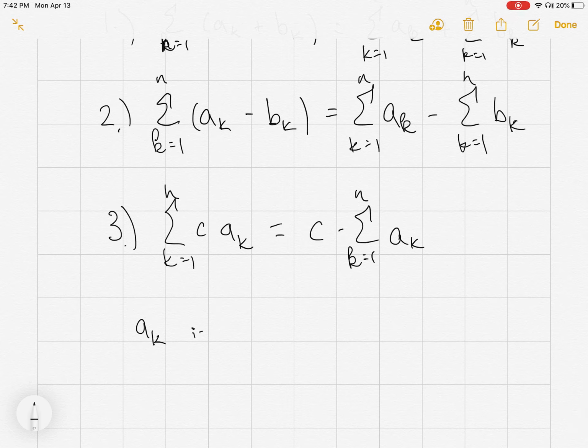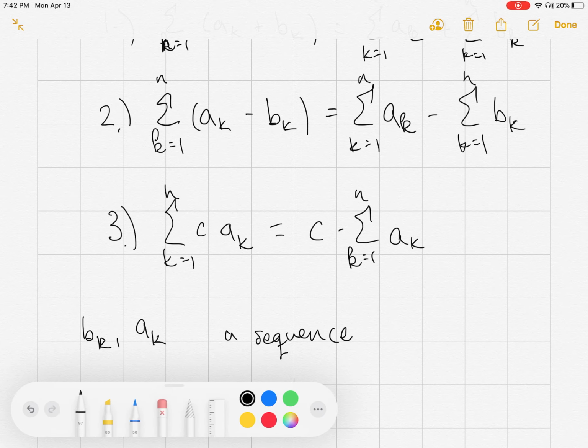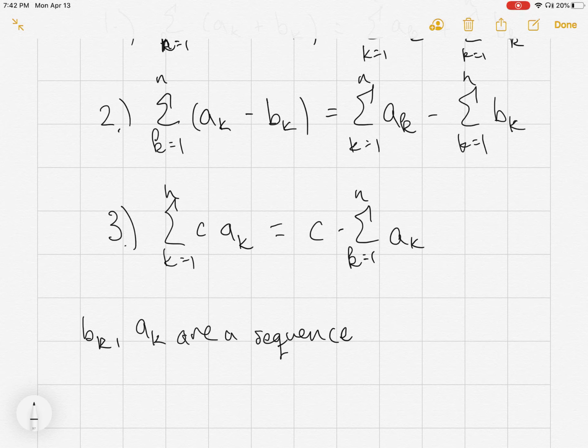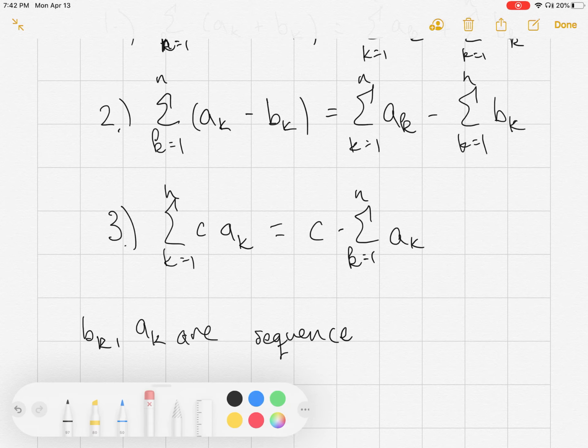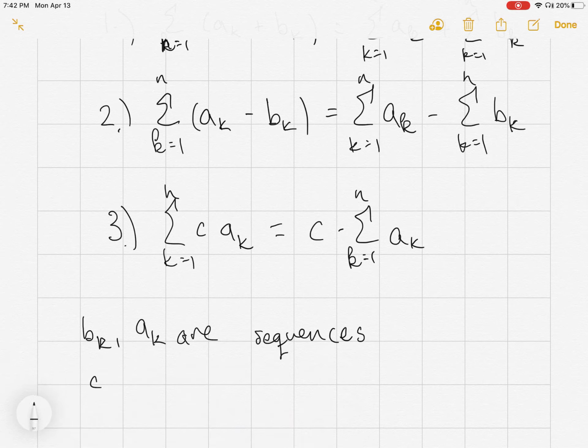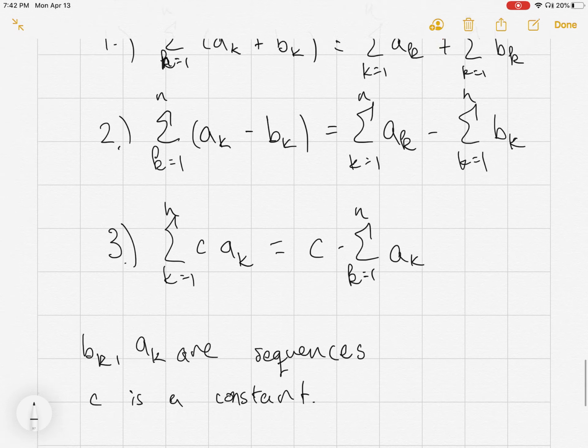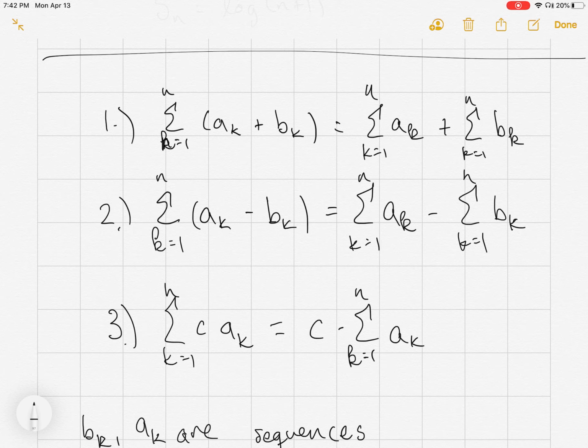So here, a sub k is a sequence, b sub k is as well. So b sub k and a sub k are sequences. And c is a constant. And we can just use these rules to manipulate and solve partial sums when we come across problems where we have to do that.